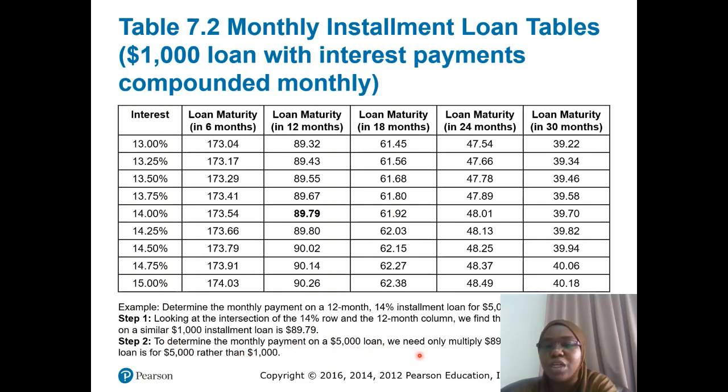We need only multiply this by 5 because this loan is for $5,000 rather than $1,000. All right, so for you to be able to determine this, we only need to multiply this by 5. Since this is for 1,000 USD, we will multiply this by 5 for you to be able to get the value for 5,000.